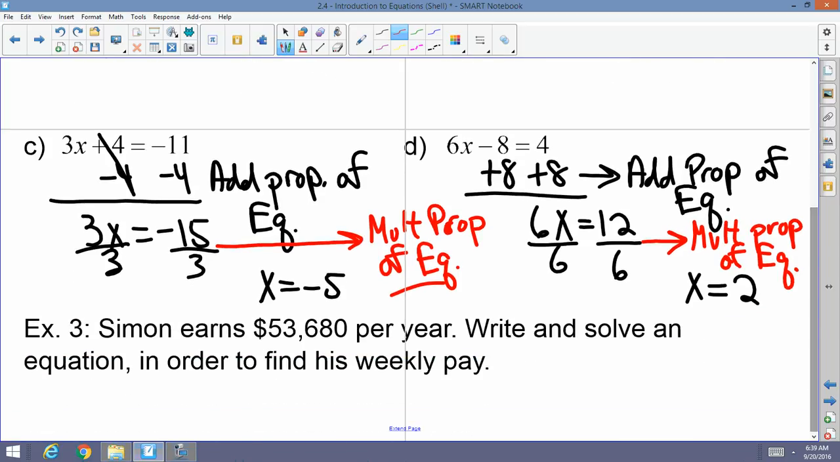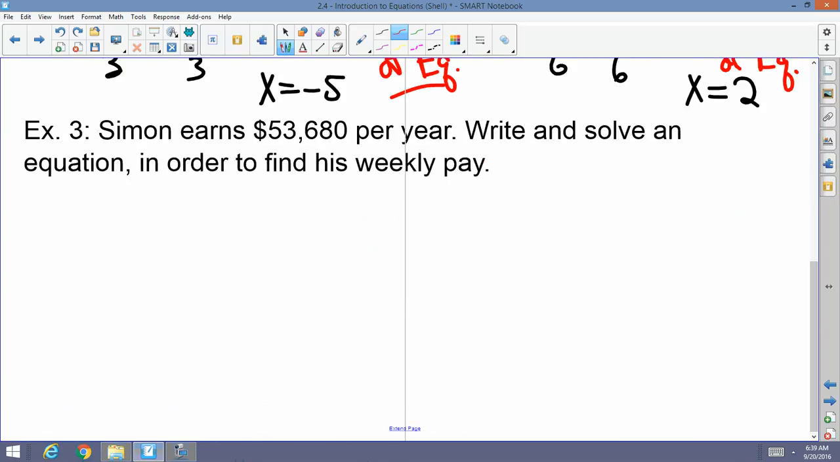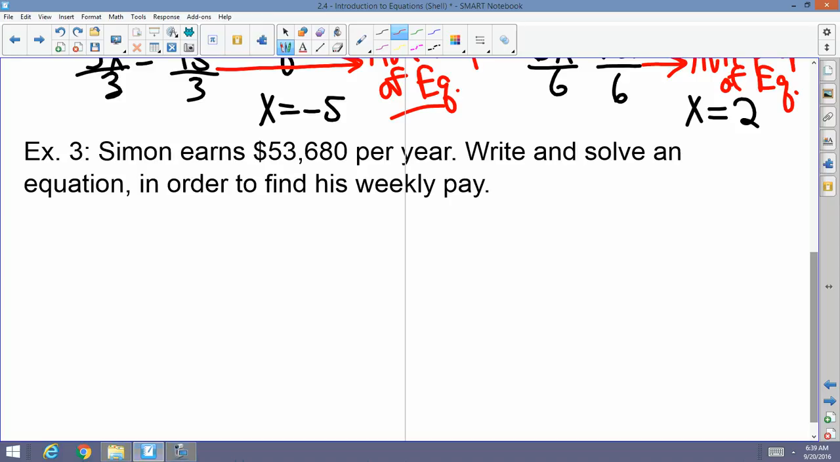All right, hopefully you got this. How about a little bit of word problem action here? Simon earns $53,680 per year. Write and solve an equation in order to find his weekly pay. Again, we're going to train you, I promise you, on word problems and equations and the whole nine yards. But right now, let's just use a little bit of logic and see if we can figure this out.